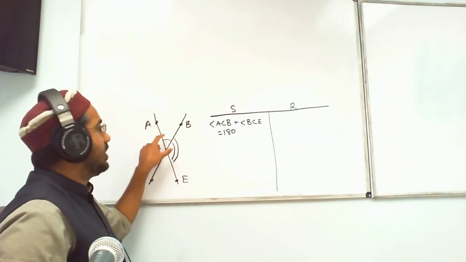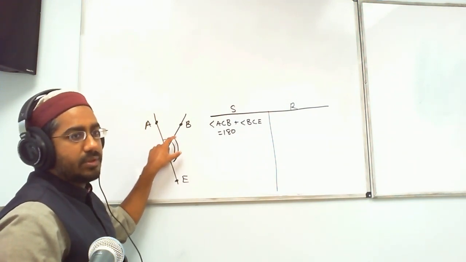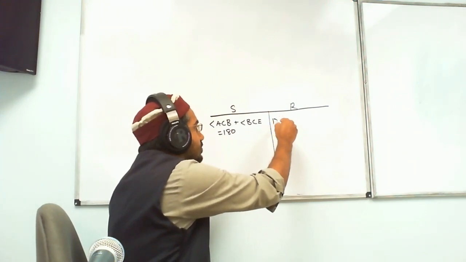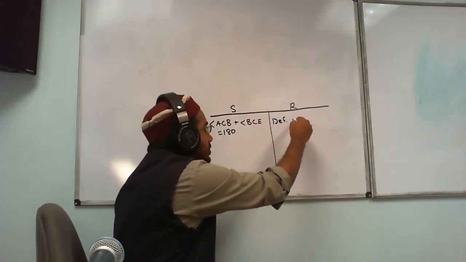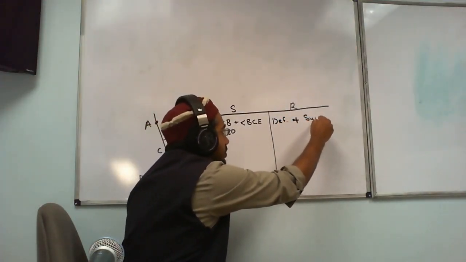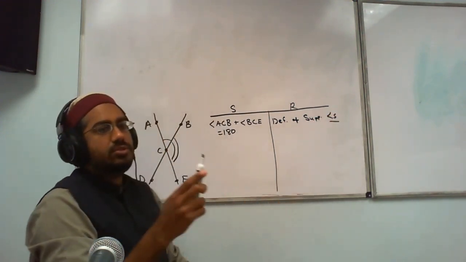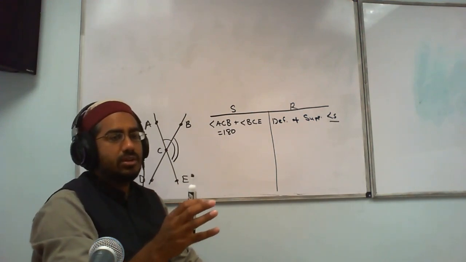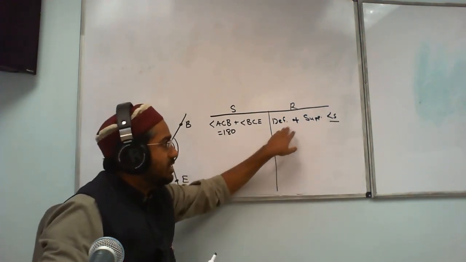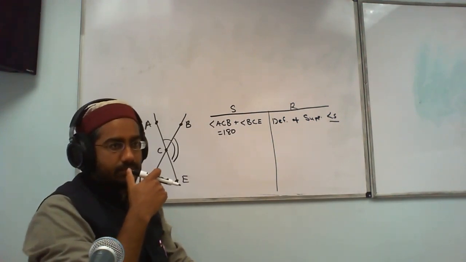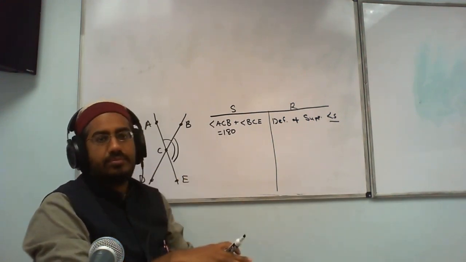Right. So they are like a linear pair, right? So the reason that I'm going to write here is the definition of supplementary angles. If I say two angles are supplementary, what does that mean? The definition of supplementary angles is that they add up to 180, right? All right.